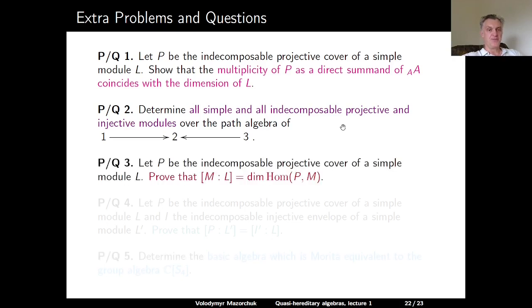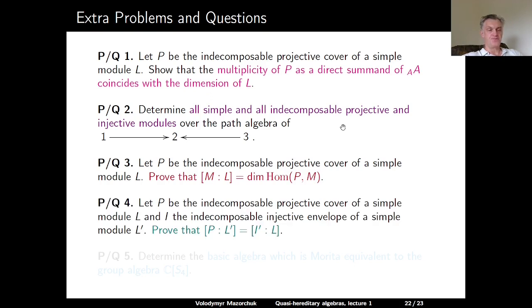Problem question 3. Let P be the indecomposable projective cover of a simple module L. Prove that the multiplicity of L in any module M can be computed as the dimension of the space of all homomorphisms from P to M.